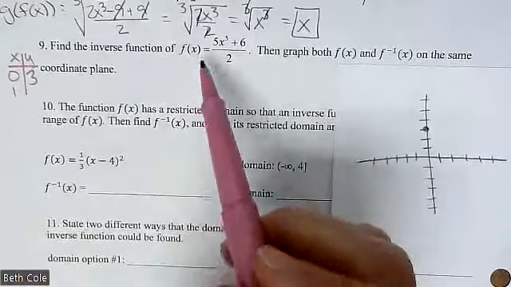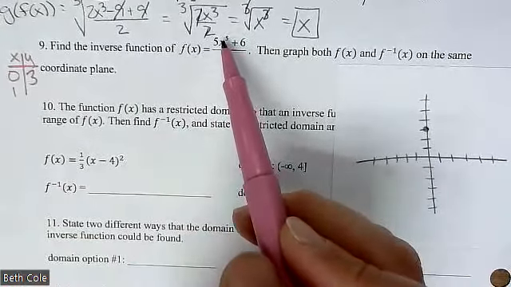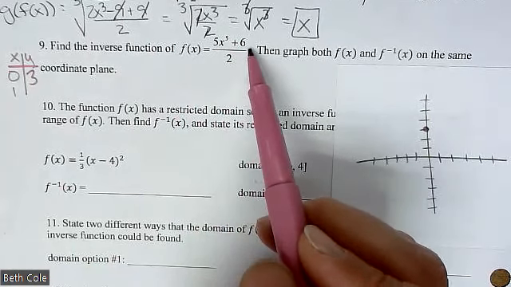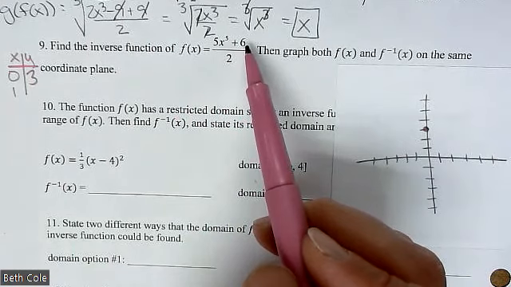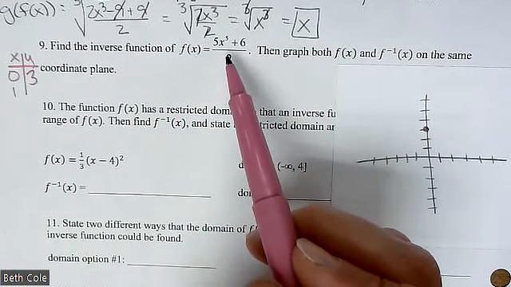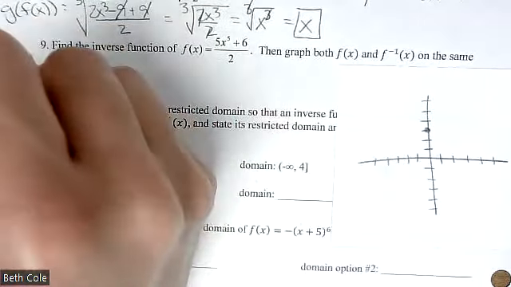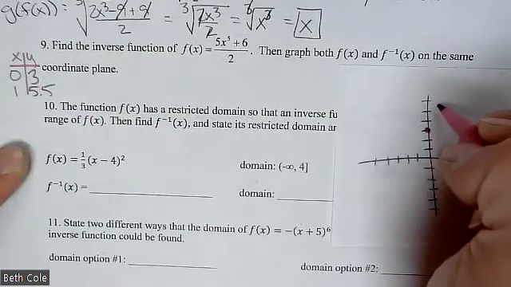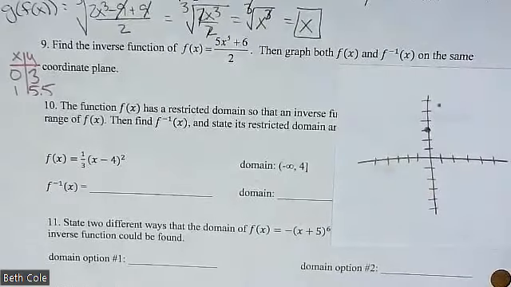And then let's try 1. 1 to the 5th. 1 times 5. 5 plus 6. 11 divided by 2. Now that will be a decimal. It's 5.5. So we get 1, 5.5. So like right about there.